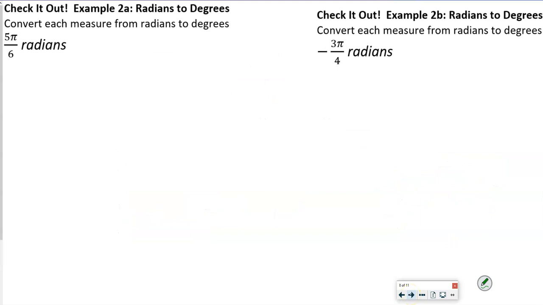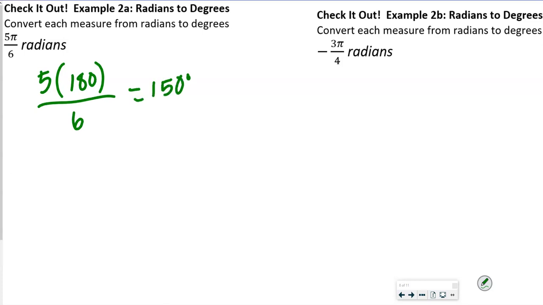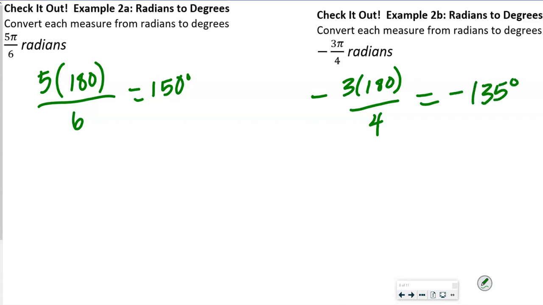All right, so to check it out, let's see if you guys can do these two. Again, just change that pi to 180. Pause the video here. Go ahead and do it. 5 times 180 divided by 6, 150 degrees, right? Okay. This one's minus. It stays minus. So this is going to be 3 times 180 divided by 4. And that's negative 135 degrees.